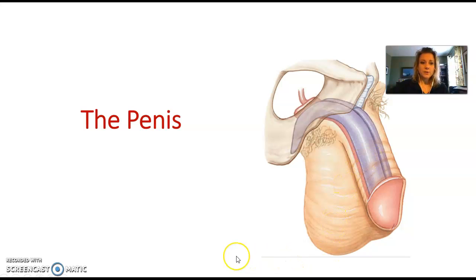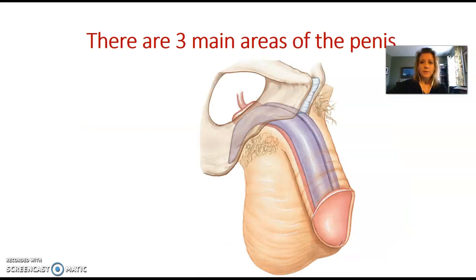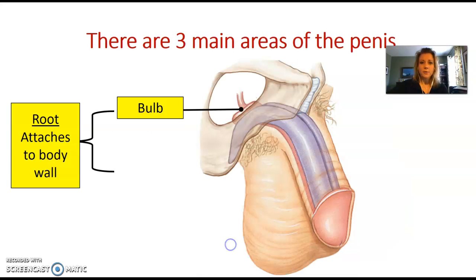Okay, so I think we can talk about this now. Let's talk about the different portions of the penis. We've got three main areas. The root is going to attach to the body wall itself, and that consists of a portion that is lying behind our pelvis called the bulb.